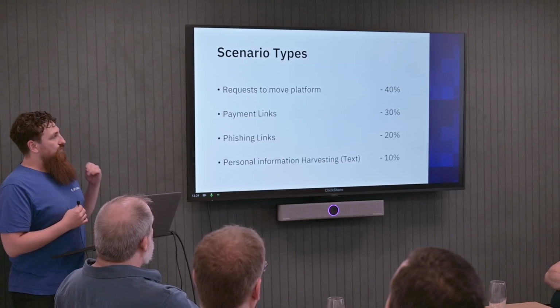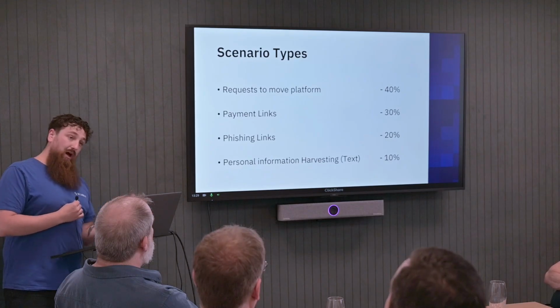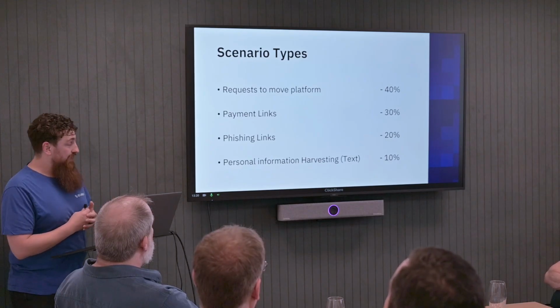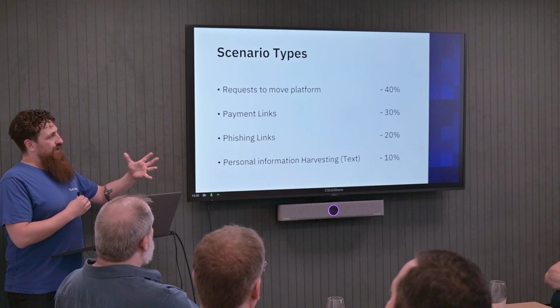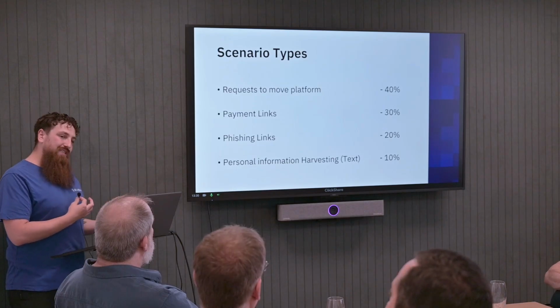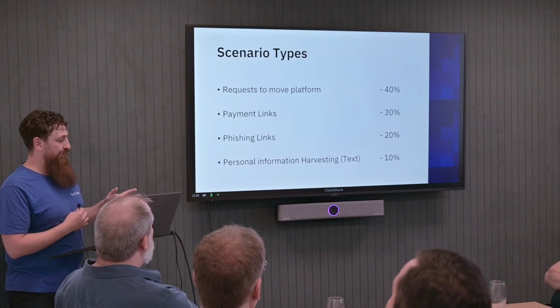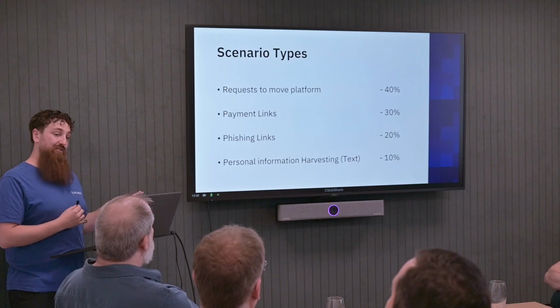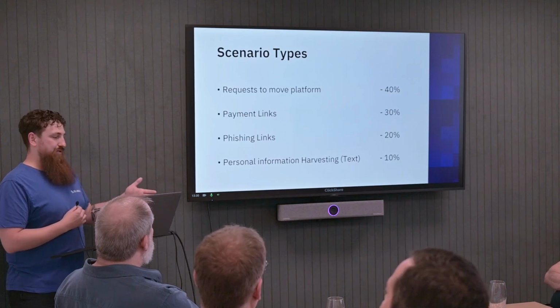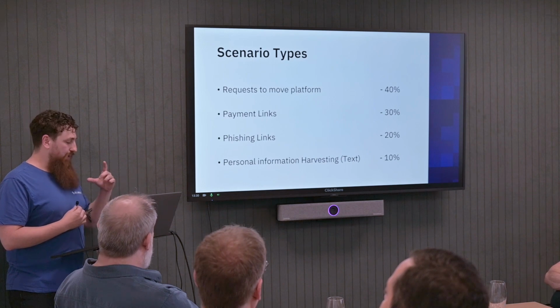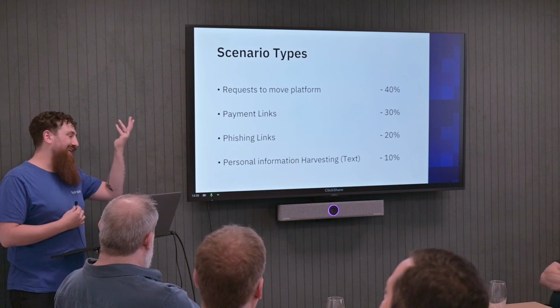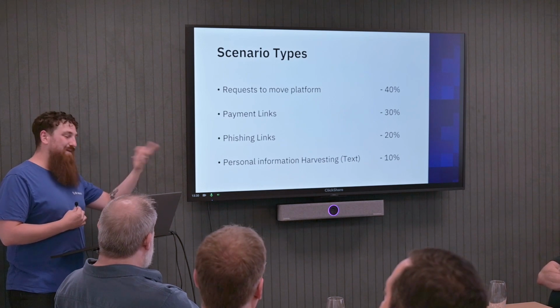So this is the breakdown of the scenario types we're using at the moment. Again, obviously it's an evolving test, so it is subject to change. But the values we've gone for so far are 40% requests to move platform. So this would be your samples where the person is like, oh, if you want crypto, call me on this number or email me here.